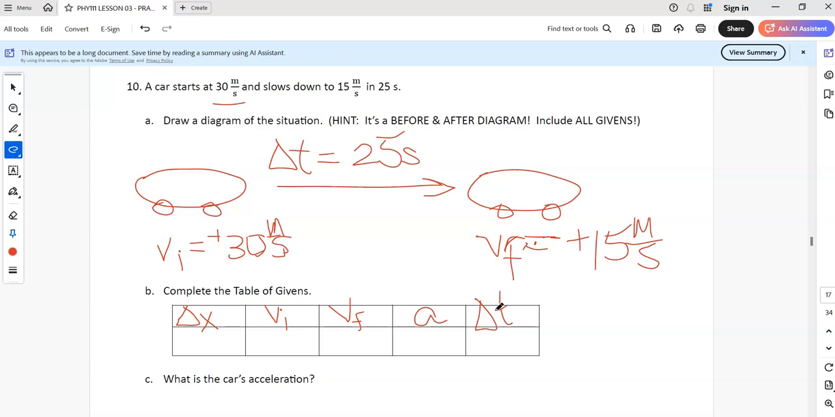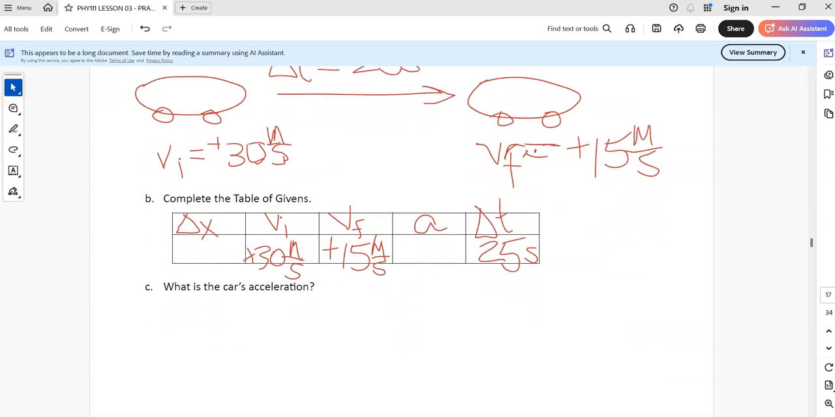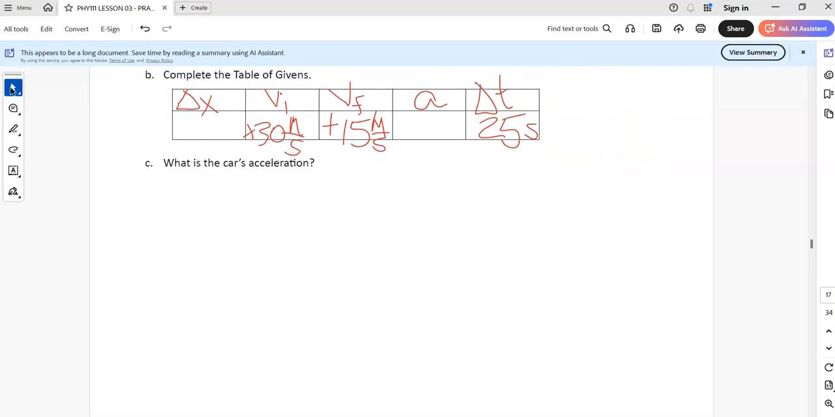So now we just fill in the information we already know. Plus 30 meters per second is our initial velocity, plus 15 meters per second is our final velocity, and 25 seconds is our total time. That is, it's our change in time. We don't know the acceleration, and we don't know the displacement. So at this point, we can scroll down, keeping our table visible, and we're asked, what is the acceleration?